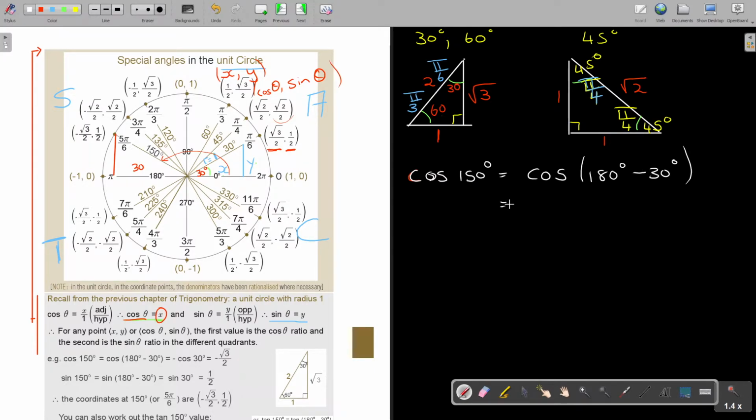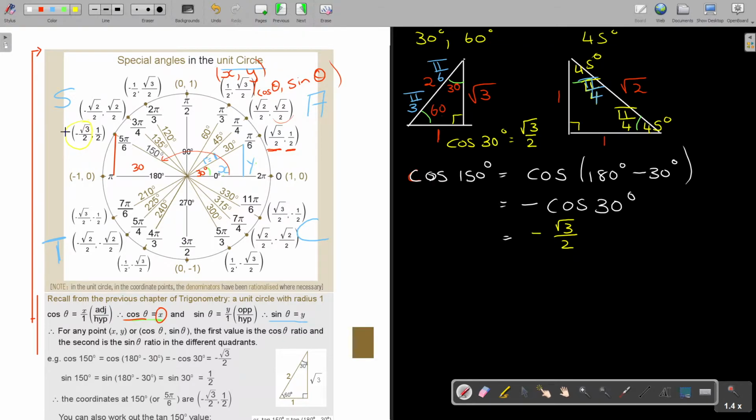And then what did I do in chapter 4? I was thinking, where is it? It's in the second quadrant. Now, what is cos in the second quadrant? That's negative. So it was negative cos 30. What was cos 30? Cos 30 was square root 3 over 2. But now it will be negative square root 3 over 2, which you see there. Negative square root 3 over 2.